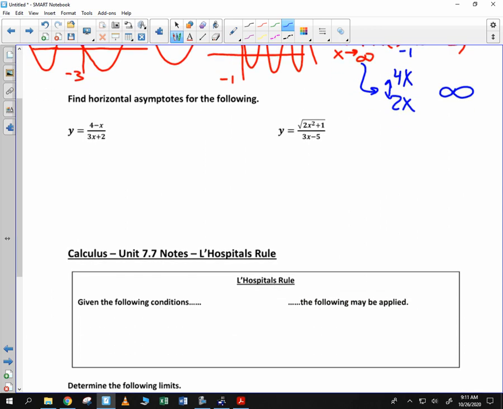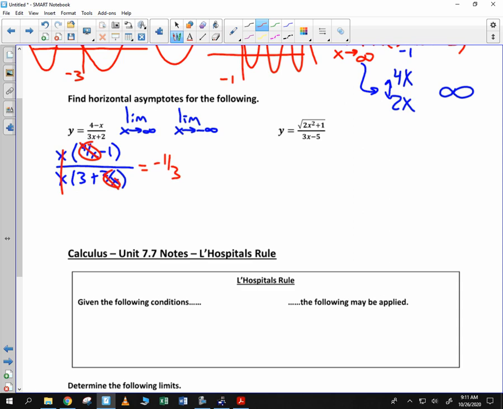Finally, the last example. Find the horizontal asymptotes for the following. In order to find the horizontal asymptotes, we have the limit as x goes towards positive infinity and the limit as x goes towards negative infinity. I'm going to go ahead and factor out an x. And when you do, you get 4 over x minus 1 divided by x times 3 plus 2 over x. Notice that these go to 0. Okay? And these cancel. So you want to say negative 1/3.